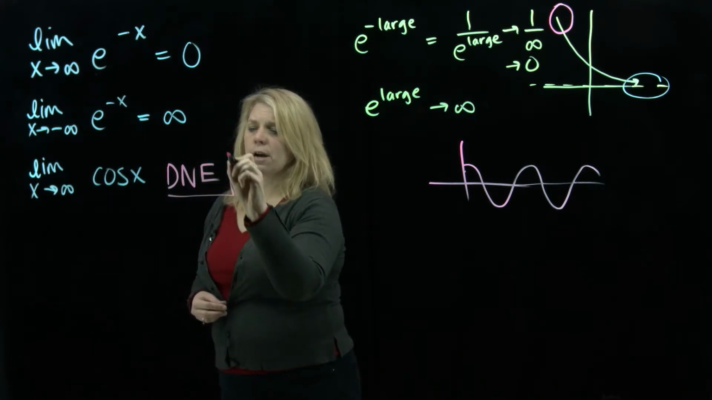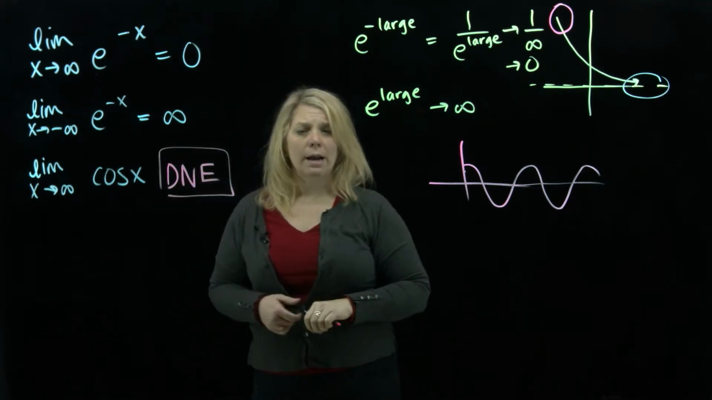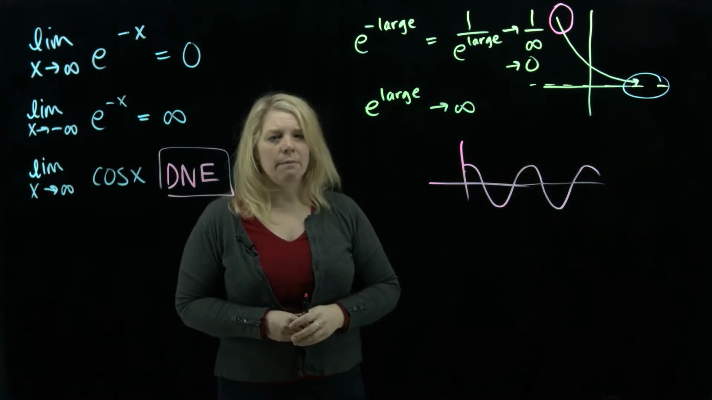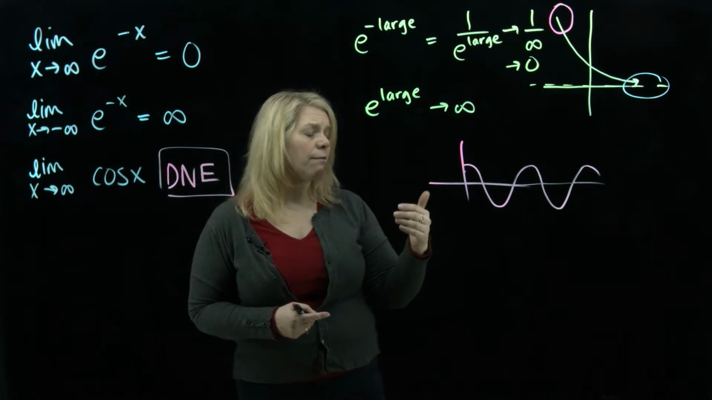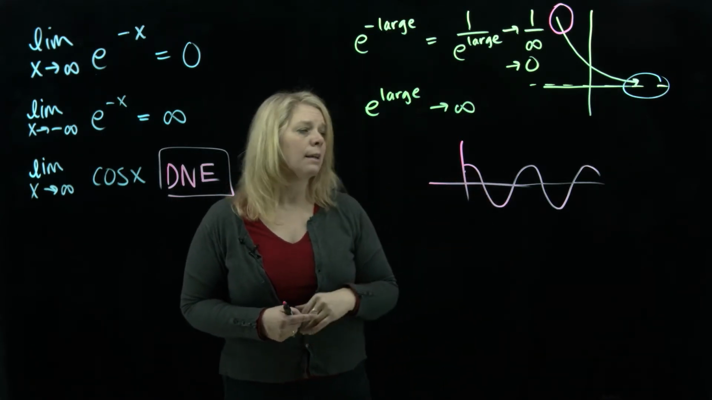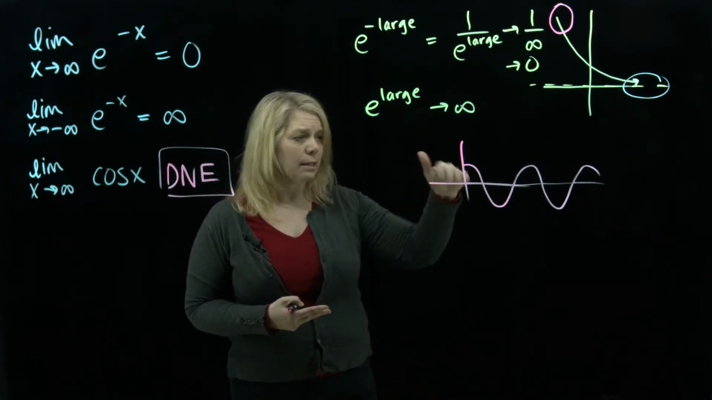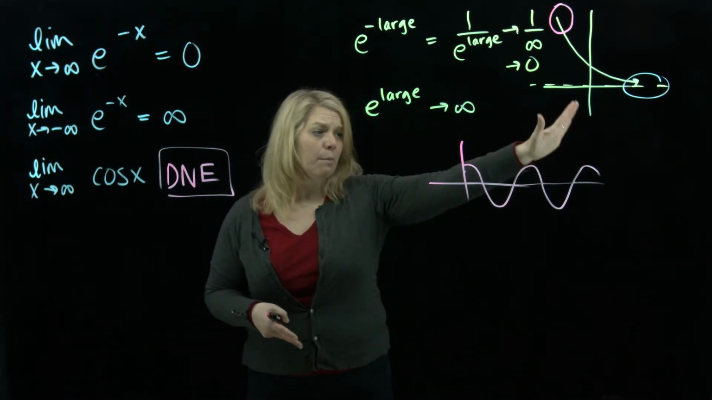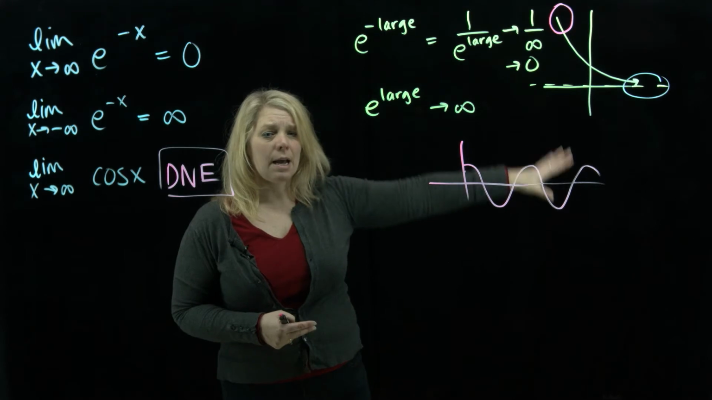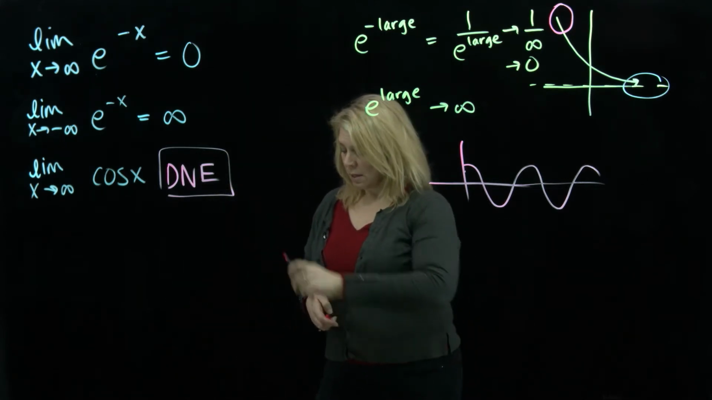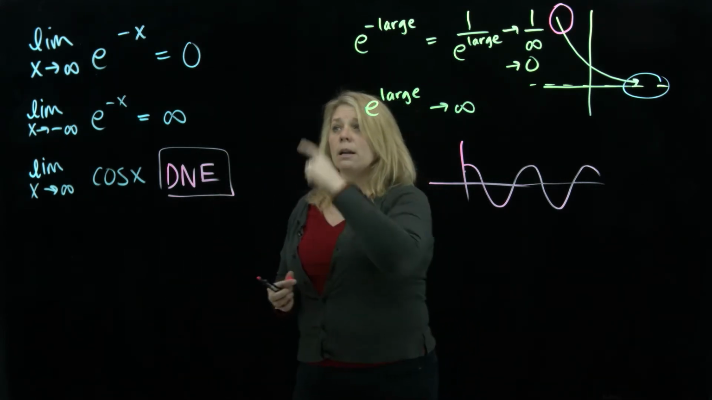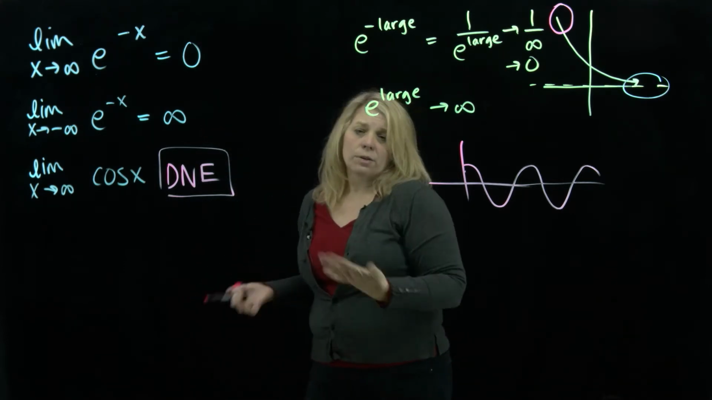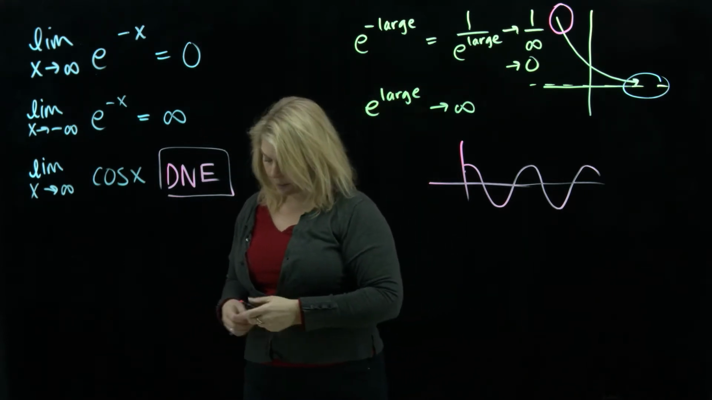Occasionally I'll see students try to write something like plus and minus 1. So the function bounces back and forth between output values of plus and minus 1, but the function outputs do not stabilize at 1 or negative 1. They continue to go back and forth in between and hit negative 1 and positive 1 and every number in between infinitely many times as you continue on out to the right. So does not exist on that. So number, positive or negative infinity, or does not exist. Those are your 4 possible answers for any limit problem.